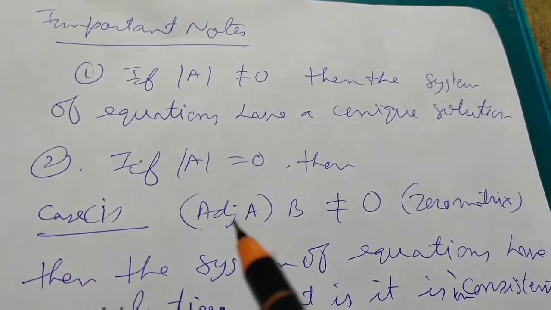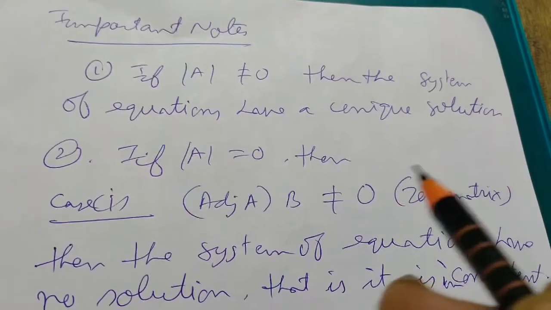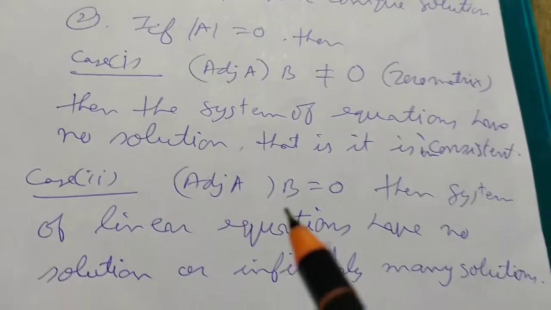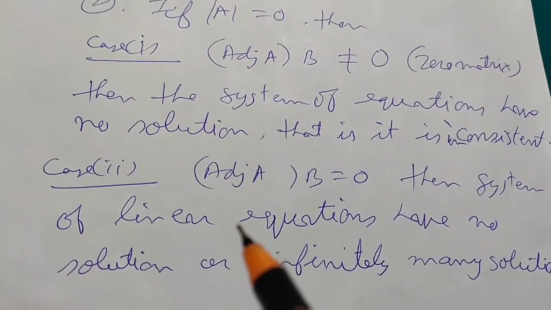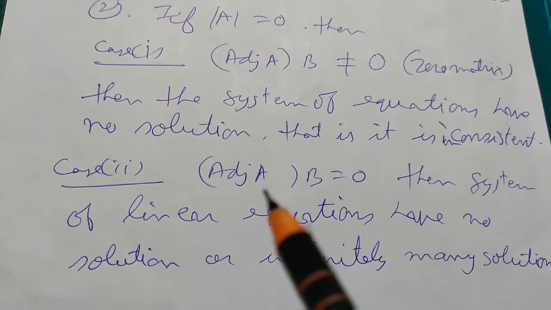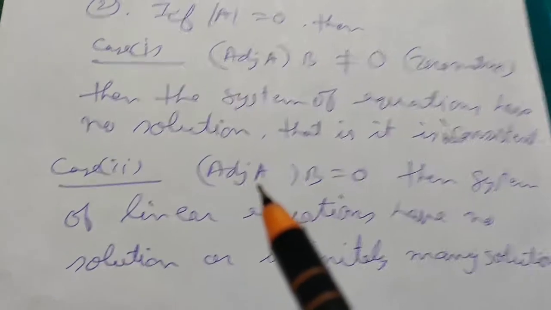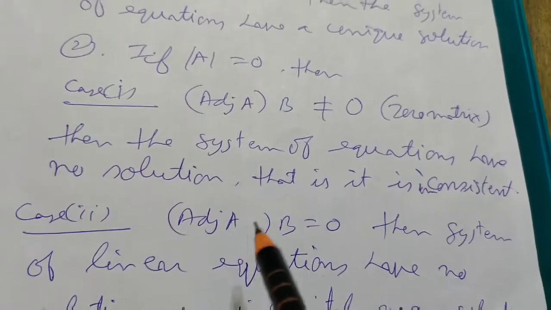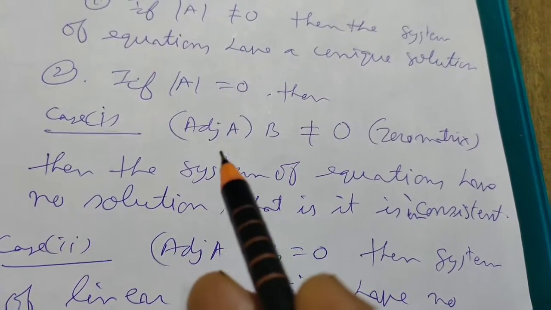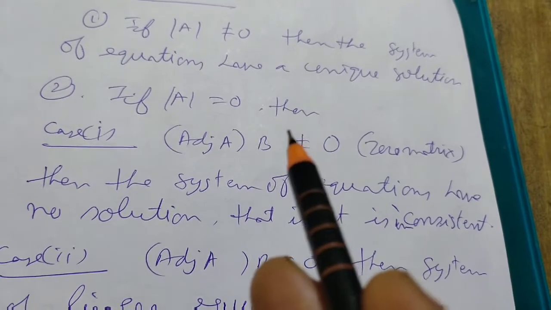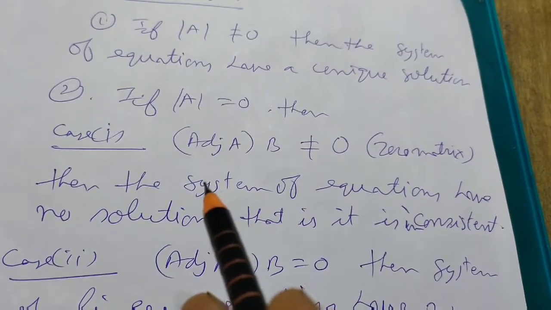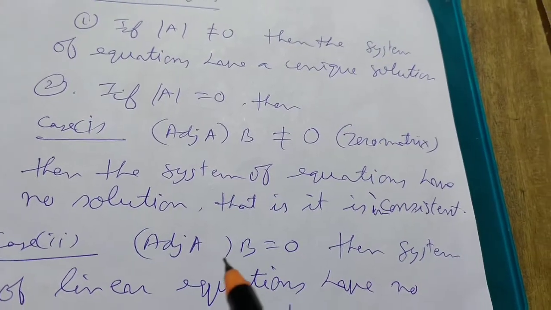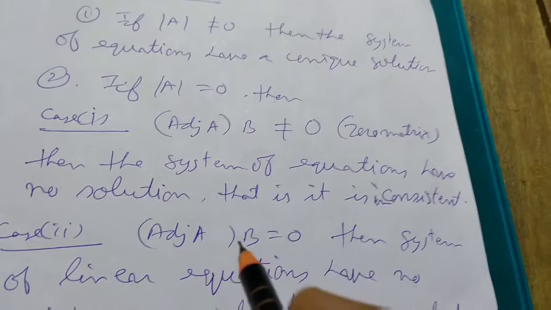Here not equal to 0 means not the zero matrix. But suppose adjoint of A into B equal to 0, then the system of linear equations may have either infinitely many solutions or no solutions. But this particular case 2 is not in your syllabus. So you will be getting only the adjoint case. If you are getting determinant of A equal to 0, then if you find adjoint of A into B, it will always be not equal to 0, because case 2 is not in your syllabus.